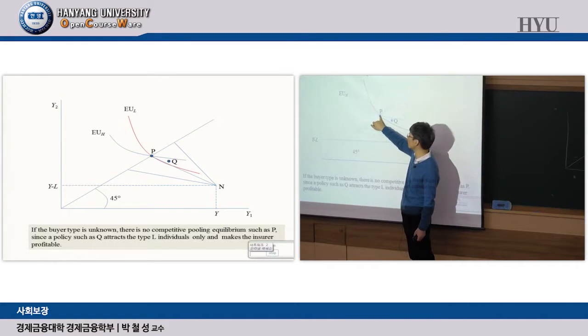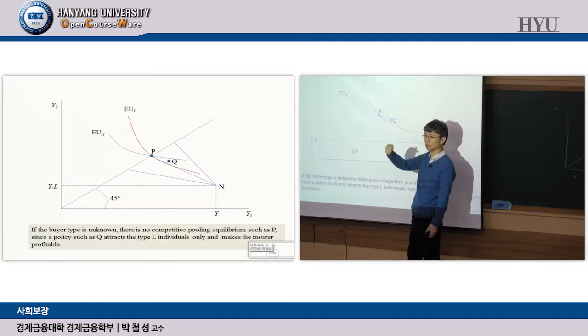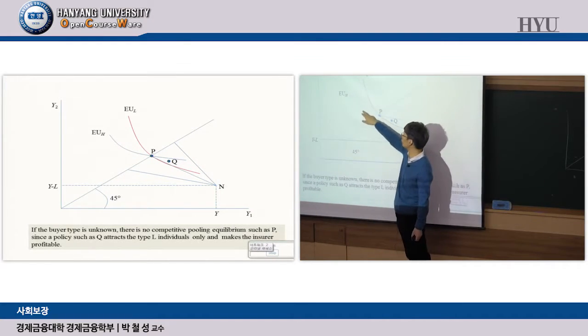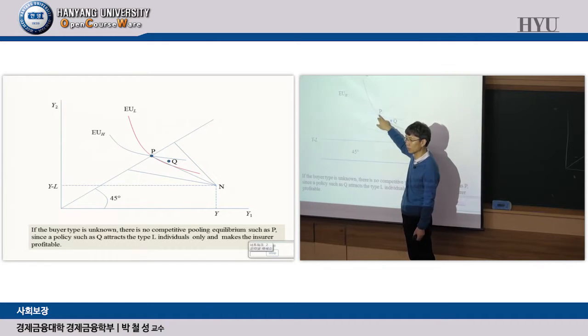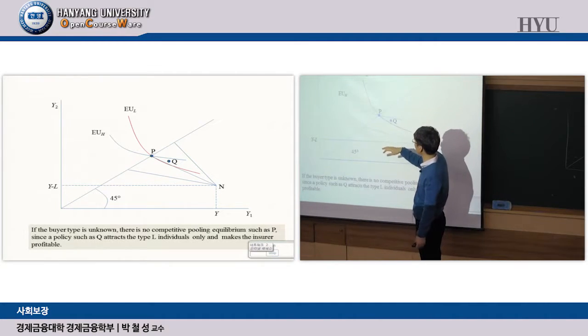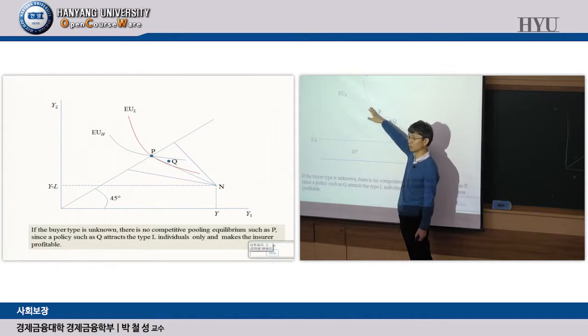Let's say this market is at P. At P, everyone is paying a premium equal to the mixed probability, and everyone is buying this insurance. This shows the utility of the low risk type, this red one, and the utility of the high risk type at point P. Another important point is that the low risk type's indifference curve is steeper than the high risk type's.